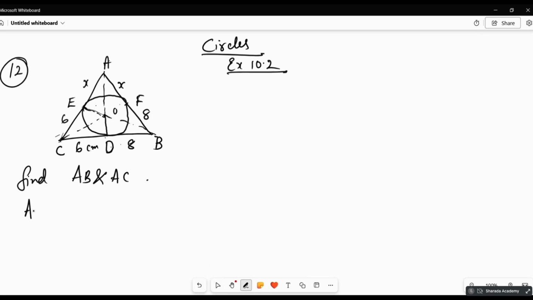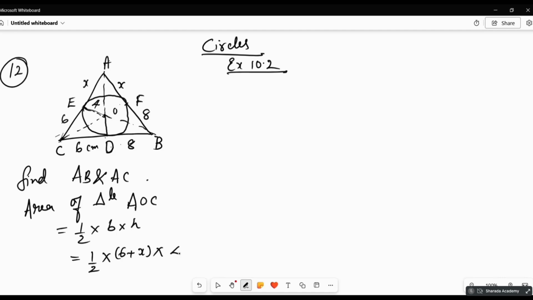First, area of triangle AOC. And what is the radius of the circle he has given? 4 centimeter. So area of triangle AOC is equal to half into base into height. That is half into base, 6 plus x is the base, and height is 4.